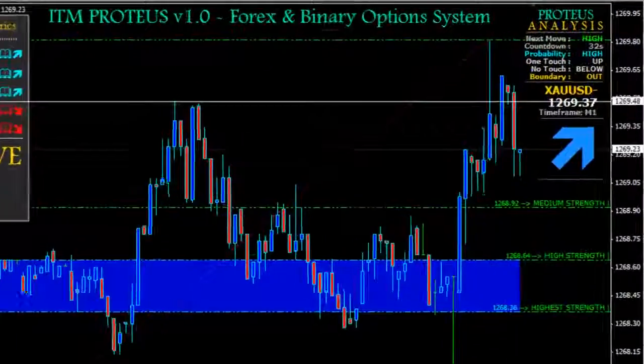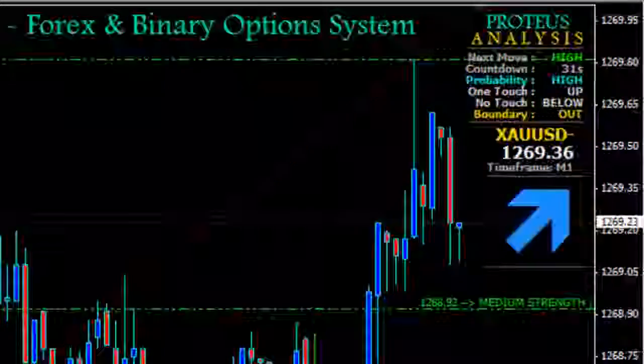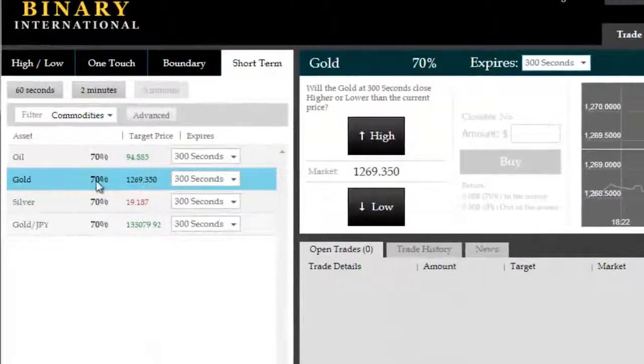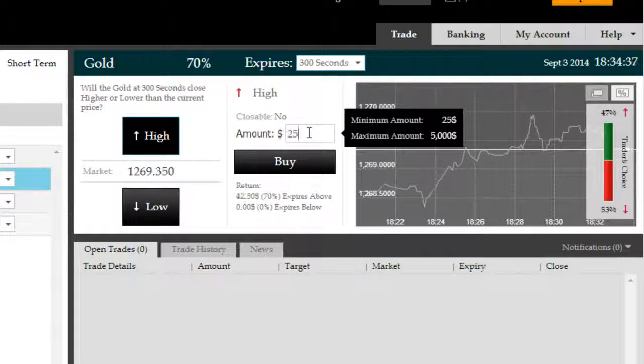XAU gold versus the US dollar. We're looking at Proteus suggesting a high probability trade to the high side here. Long trade or high trade in a binary options context. We'll shoot for a $25 investment here to the high side.